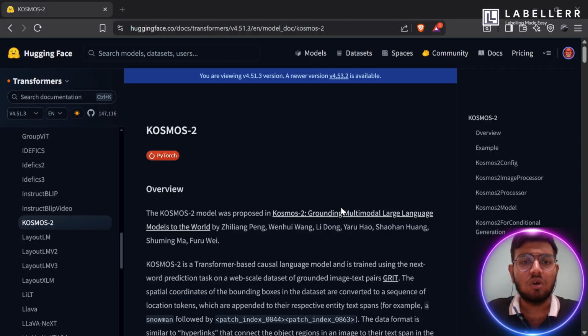Before Cosmos 2, vision language models struggled with ambiguity. Asking where is the cat might return a general caption, but never the precise region. Developers had to build a separate object detector and then fuse its output with a text model, leading to errors in vision language tasks. In this tutorial, we are going to learn about Cosmos 2 through its research paper, and I will also show you how you can run it locally on your system.